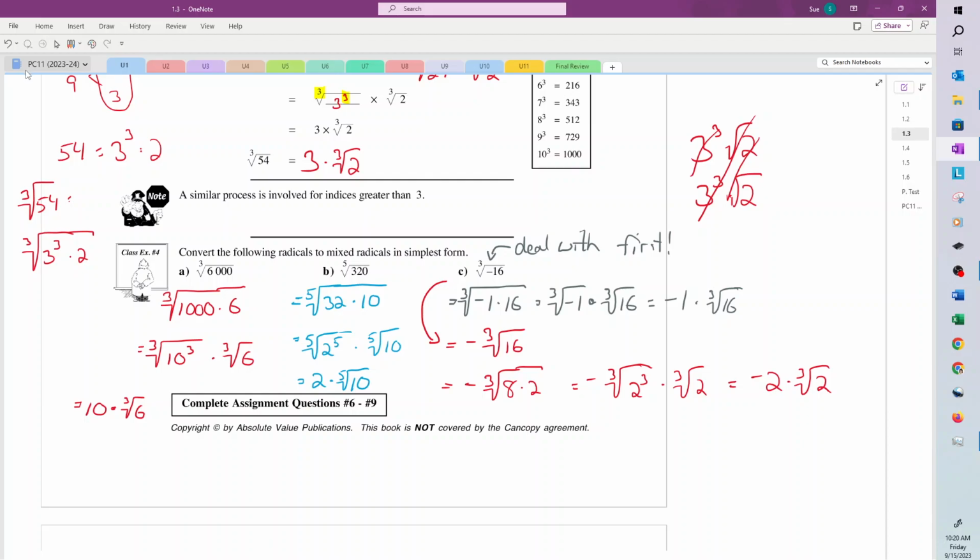The next part of the lesson, you could go and do questions 6 to 9, and then there is an extension video that I'll do separately. And if you're going for an A, you really need to be able to do this next set of questions.